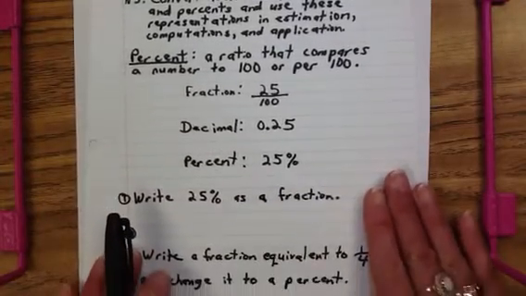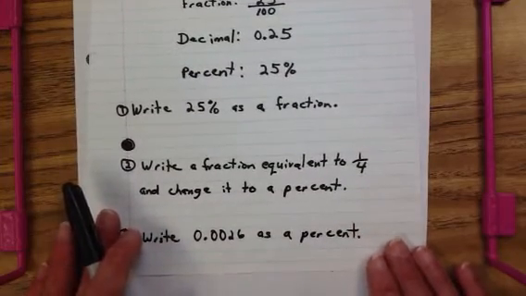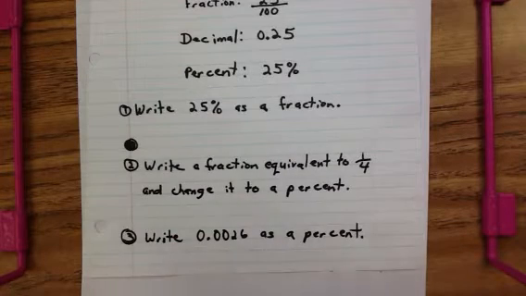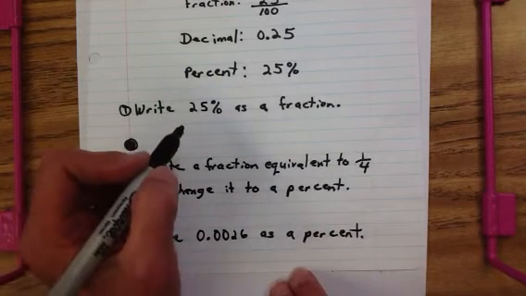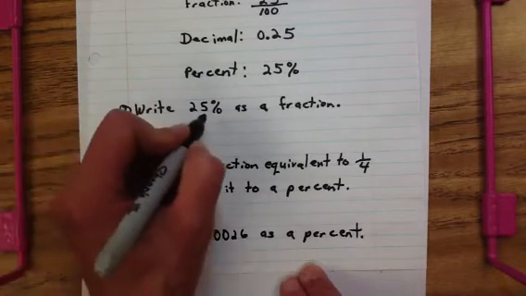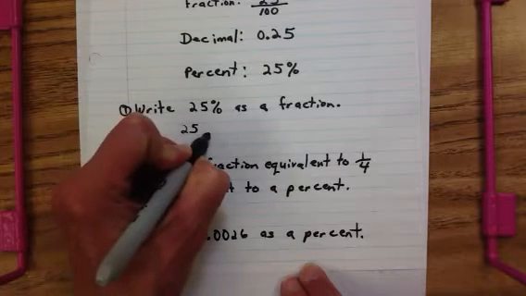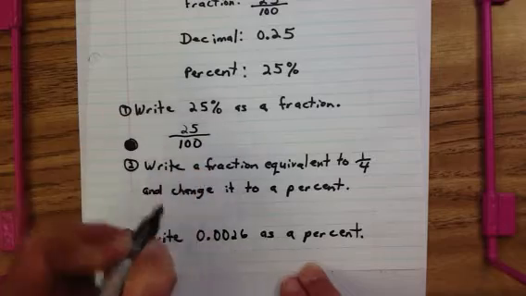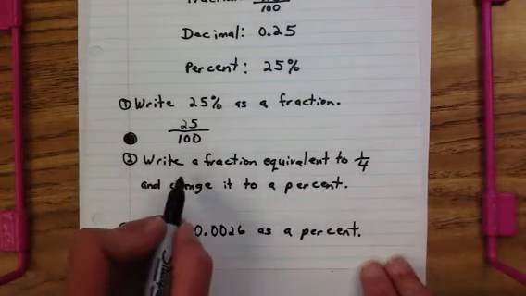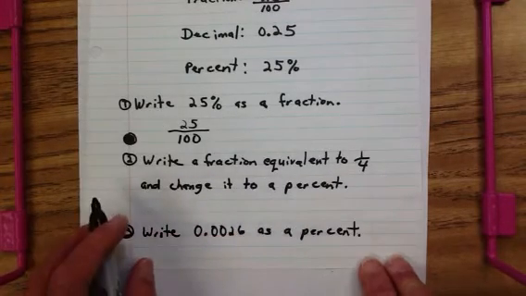Now, if you have a problem, and I've got 3 problems here, but if it tells you to write 25% as a fraction, okay, how do we do that? Well, we know it means per 100. So 25% as a fraction would be 25 to 100. Okay? Now, our second problem asks us to write a fraction equivalent to 1/4 and change it to a percent.